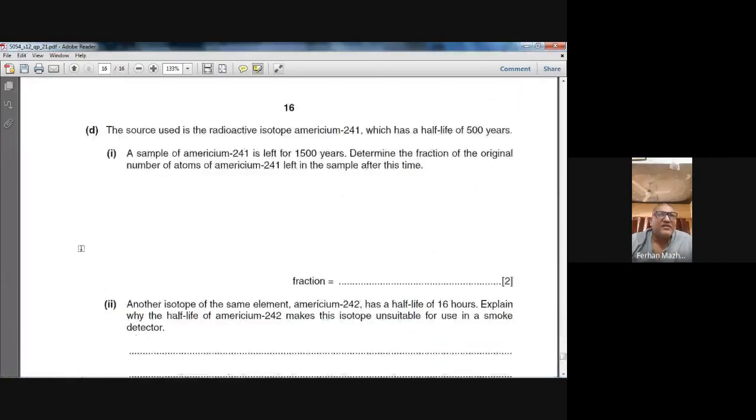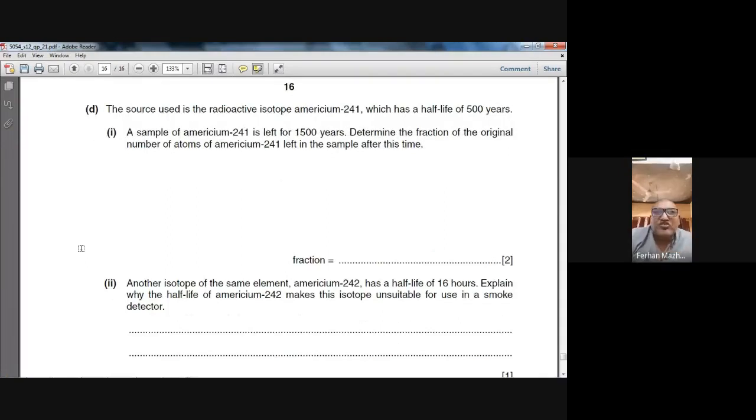Very simple. The D part: the source used is the radioactive isotope americium-241, which has a half-life of 500 years. A sample of americium-241 is left for 1500 years. Determine the fraction of the original number of atoms of americium-241 left in the sample after this time. So you'll see your half-life is 500 years and the time passed is 1500 years. So divide 1500 by 500. So you will know that 3 half-lives have passed.